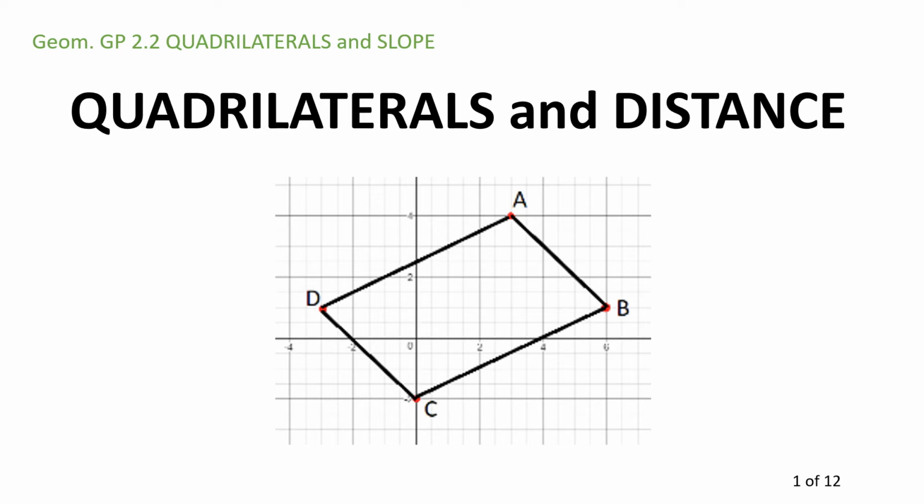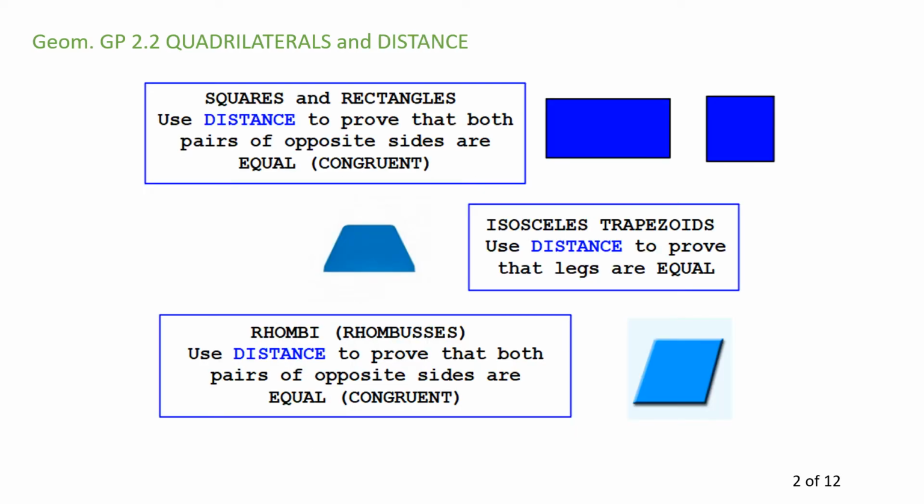Hello, geometry students. In this lesson, I'm going to analyze quadrilaterals using the distance formula. That means how long is a side. If you have two sides that are the same length, for example DA is the same as CB, and AB is the same as DC, then that would be one of the requirements for a parallelogram. Squares and rectangles obviously have the same distance.